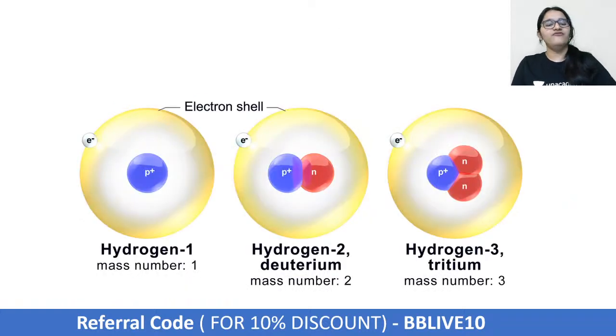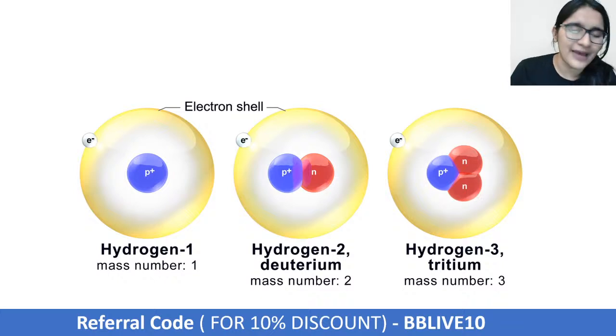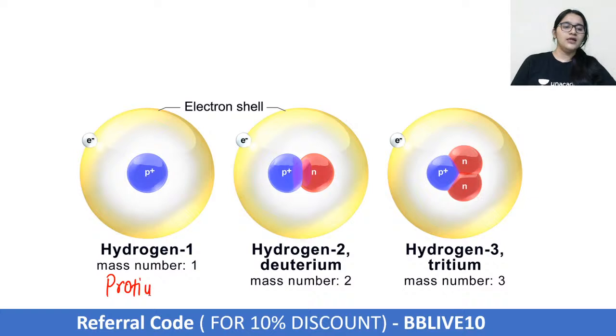The very famous example of isotopes is on the screen for you. We have hydrogen, that is protium. Then we have deuterium and tritium.